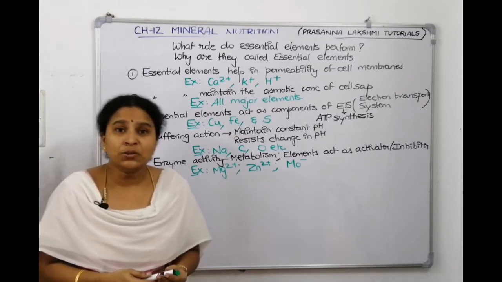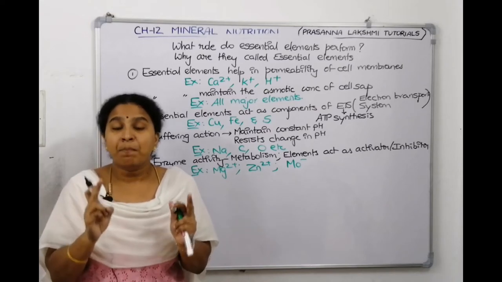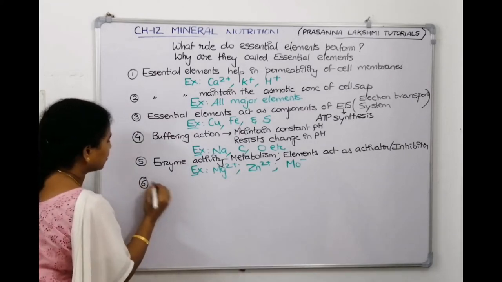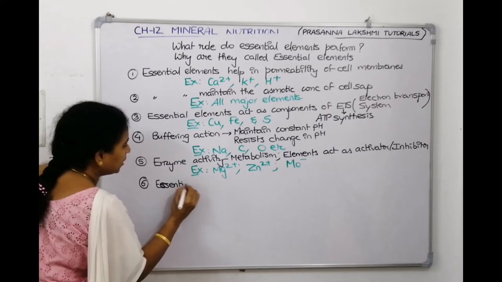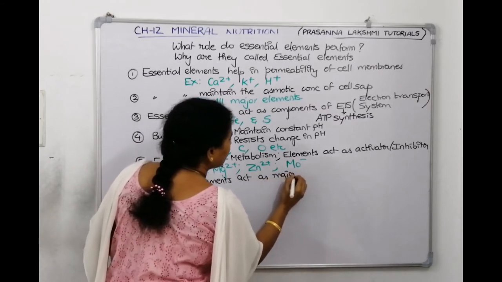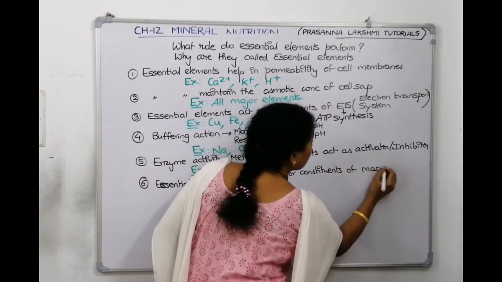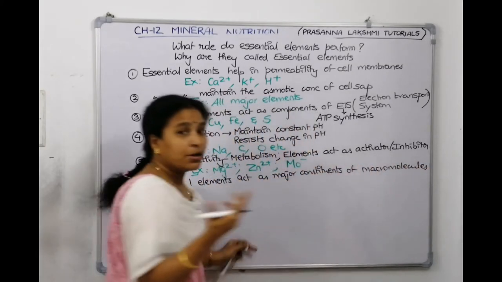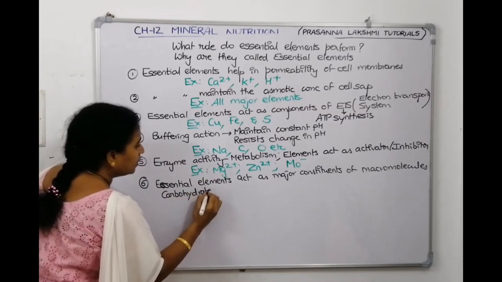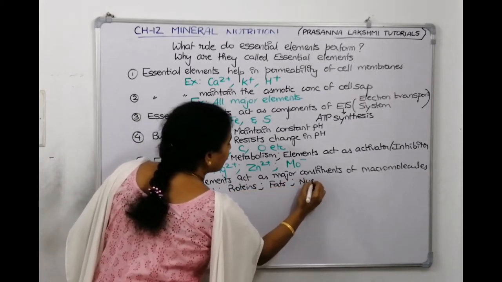This is another function. Next, NCERT says they act as major constituents of macromolecules. Essential elements act as major constituents of macromolecules which will build the plant. So the fifth, sixth function we can write: essential elements act as major constituents of macromolecules. What are the macromolecules? Biomolecules which will make the plant body. They are carbohydrates, then proteins, then fats and nucleic acids.